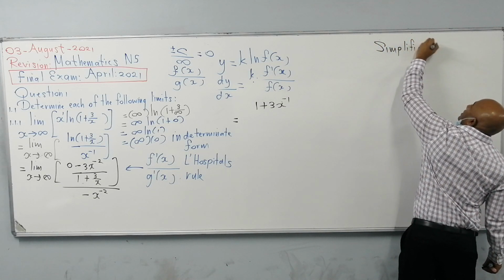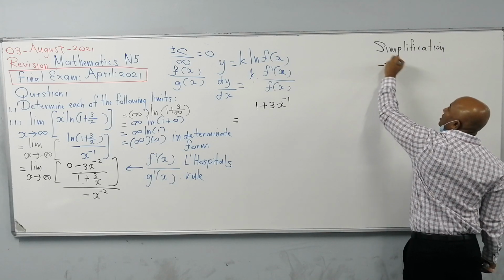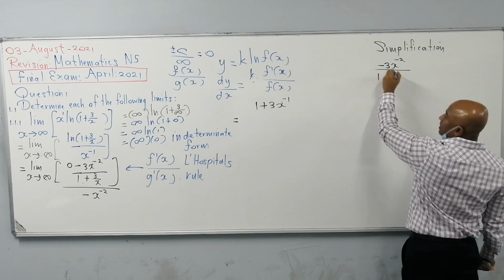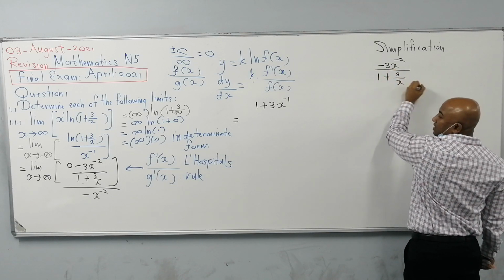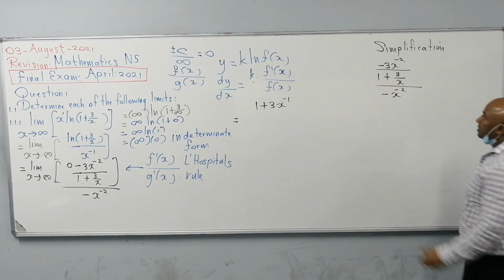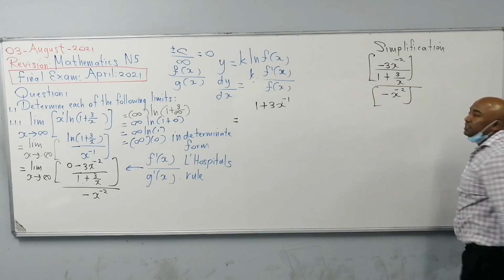So this is simplification. So I've got minus 3x to the power minus 2, all divided by 1 plus 3 over x, all divided by minus x to the power minus 2. Right, so this is what we have. Let's simplify as far as possible.